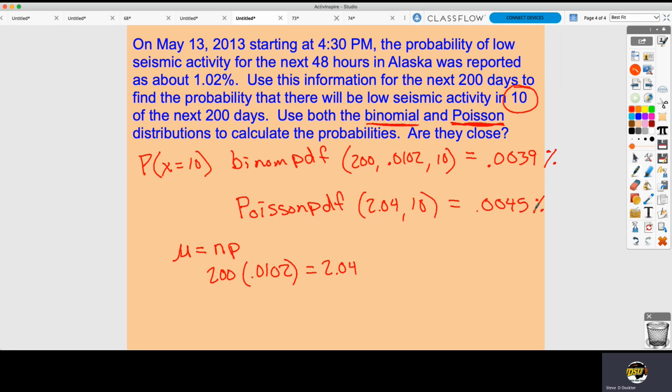Okay. Are they close? Yeah, there's just a tiny little bit of difference between them. All right, so make sure when you do these sorts of problems here, you're going to have to find these individual percentages, okay? And then the answer is either yes or no. All right, questions there?